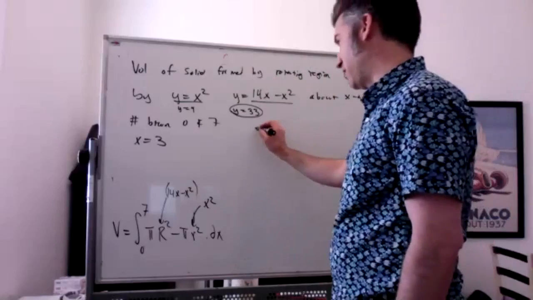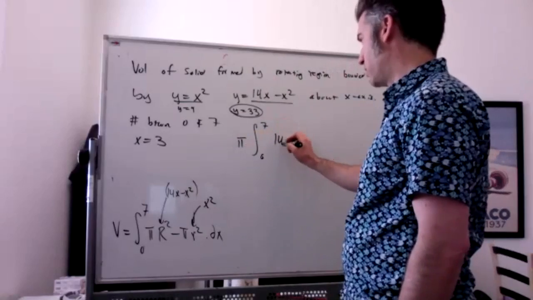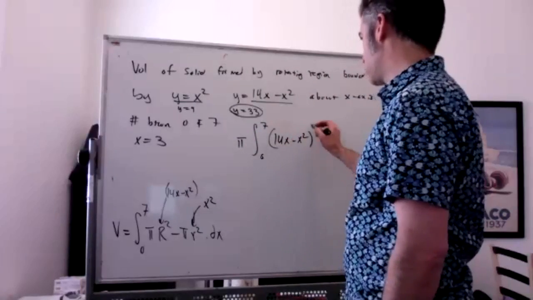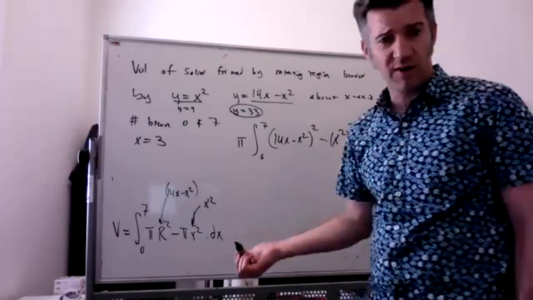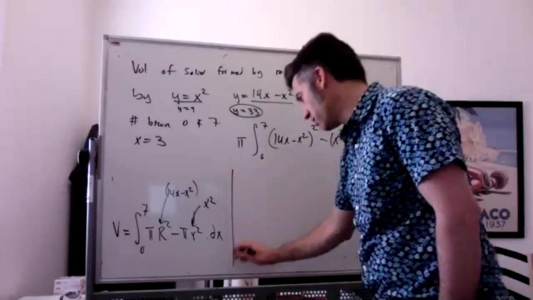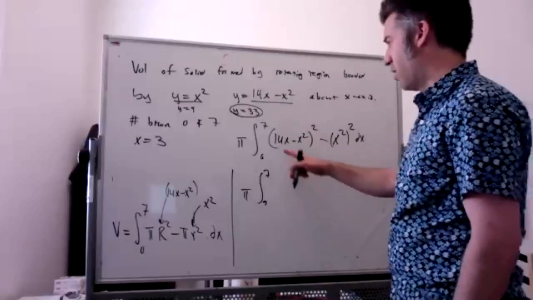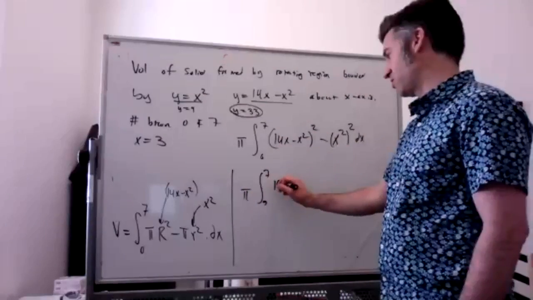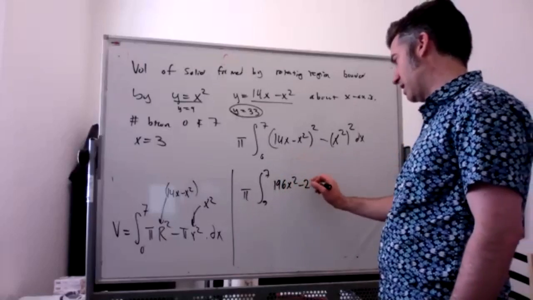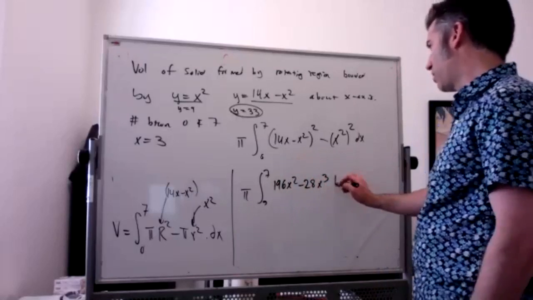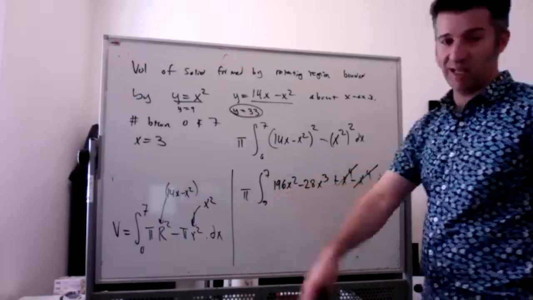So if I was going to do this, I'd have the integral from 0 to 7, factor out the pi, (14x minus x squared) squared minus x squared, which is not very nice, right? You're going to have pi integral from 0 to 7. You do want to multiply this out. 14 squared is 196. You're going to get 196 x squared minus 14 times 2 is 28 x cubed plus x to the 4th minus x to the 4th. So one nice thing happens, the x to the 4ths cancel.